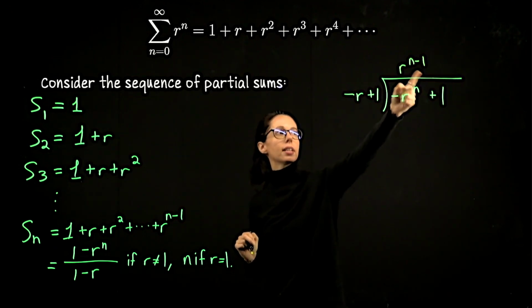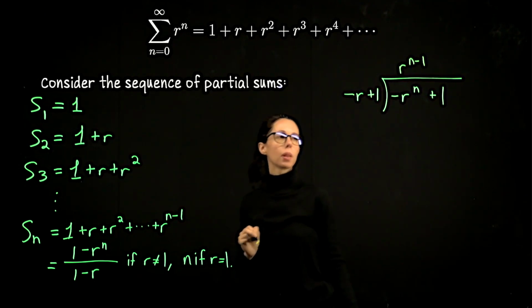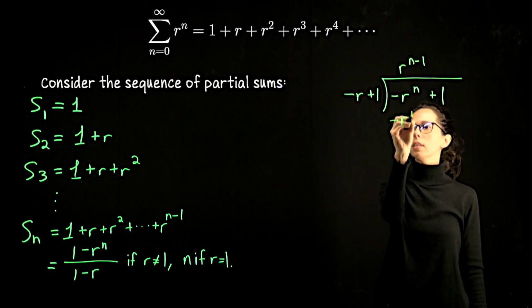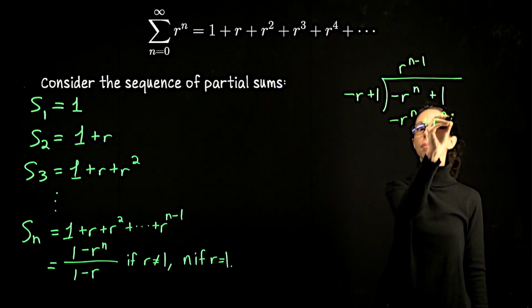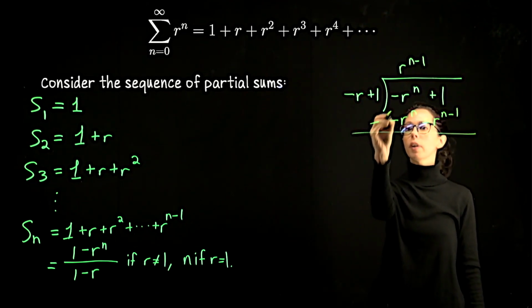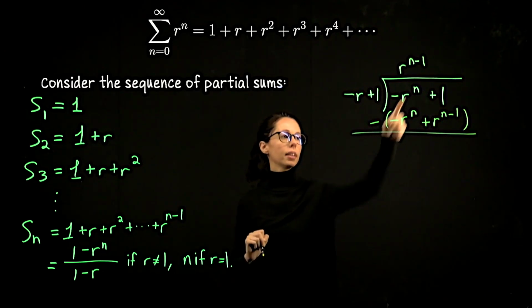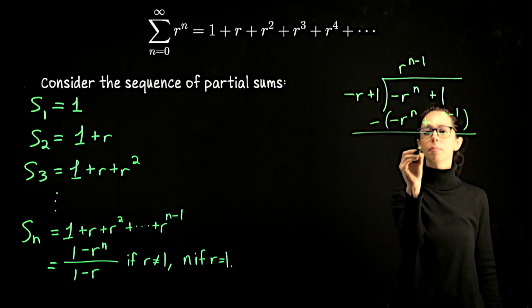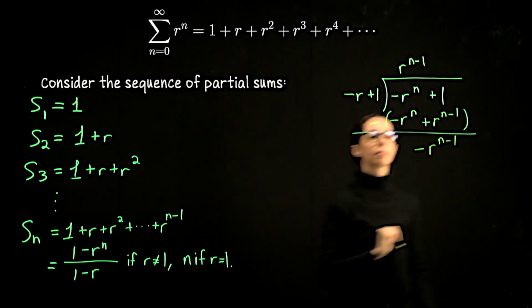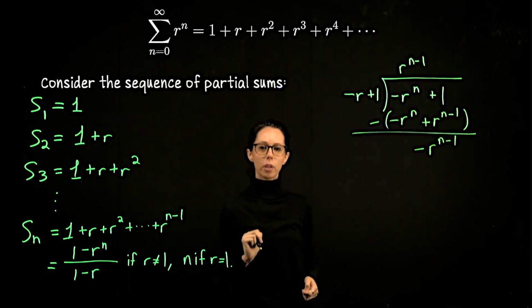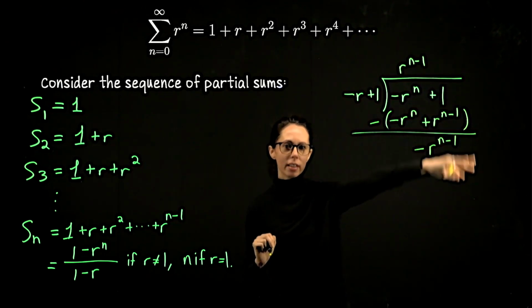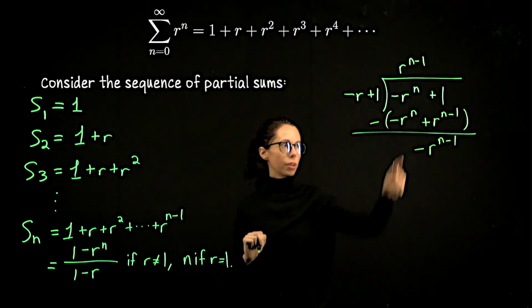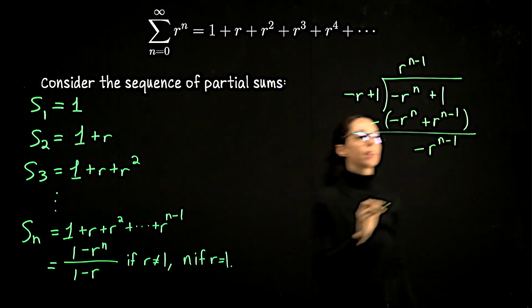Now to do the long division, let's take that term and multiply it by negative r plus 1. We get negative r to the n plus r to the n minus 1. Subtract. The leading terms cancel, and we're left with r to the n minus 1, negative r to the n minus 1. Whenever I'm doing polynomial long division like this, I like to bring everything left over down every time. So the plus 1 is just left over. Let me bring it down.